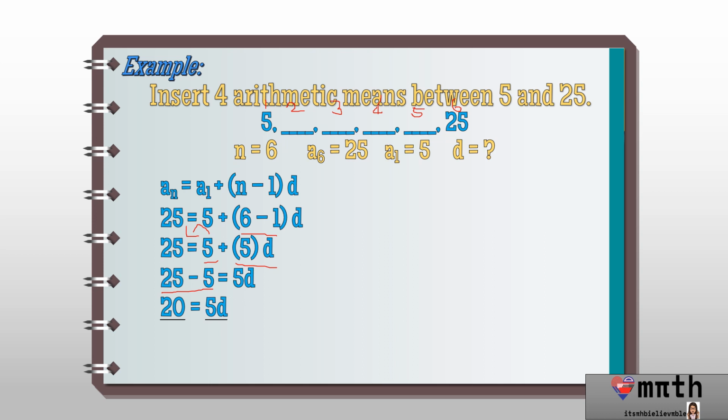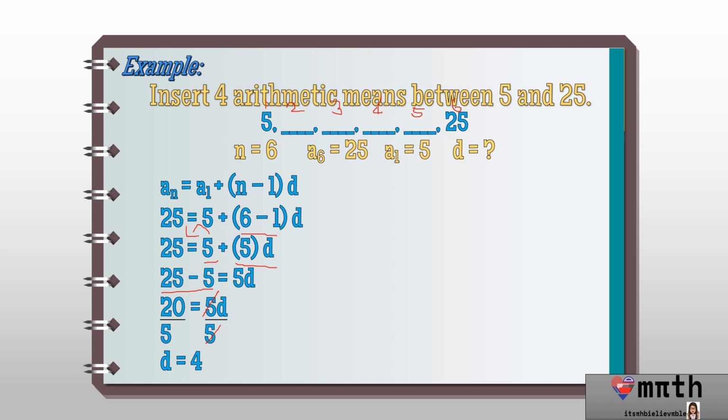And in order for us to get the value of d, we simplify it by dividing both sides by 5. So 5d divided by 5, 5 will be cancelled out. Then 20 divided by 5, that will be equal to 4. So our common difference, or d, is equal to 4.